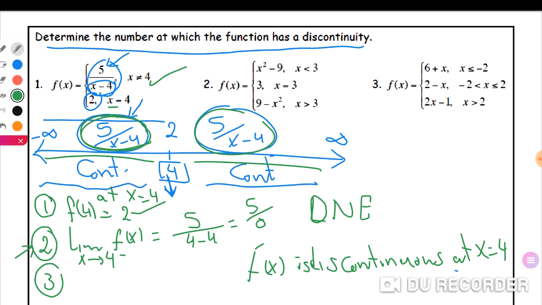This means that for all of the real numbers, the function is continuous except number 4, and I have to discuss it by following my steps. Since the limit does not exist, the second condition is not satisfied, so the function is discontinuous at x equal what? 4.